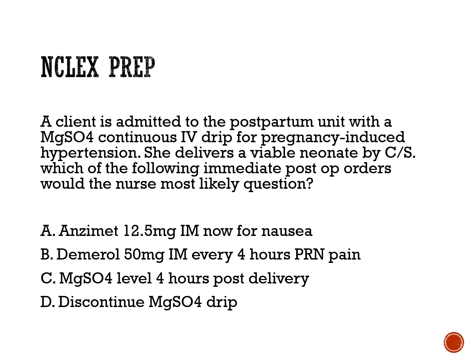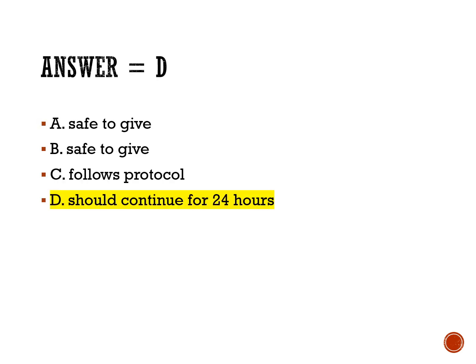NCLEX prep. Question number 2. A client is admitted to the postpartum unit with a mag sulfate continuous IV drip for pregnancy-induced hypertension. She delivers a viable neonate by C-section. Which of the following immediate post-op orders would the nurse most likely question? Zofran 12.5 milligrams IM now for nausea. Demerol 50 milligrams IM every 4 hours PRN for pain. Mag sulfate level 4 hours post-delivery, or discontinue the mag sulfate drip. D. You're going to continue that mag sulfate drip for 24 hours.